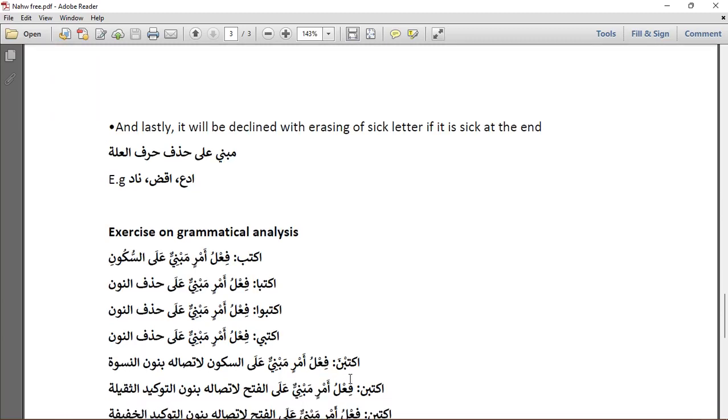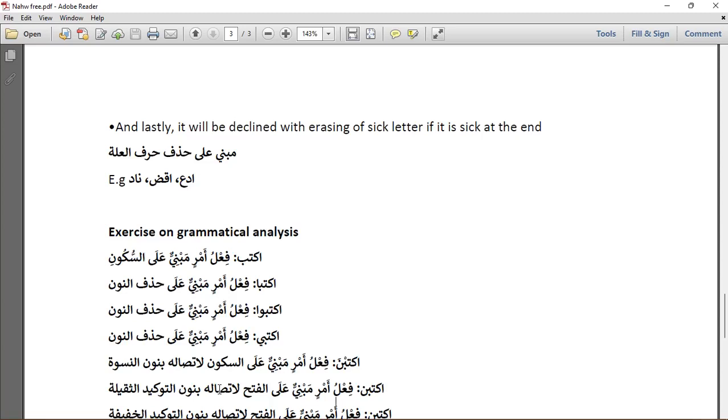So don't forget, fi'lu amr is only formed from mukhatab. So we can only form it from taktubu, taktubani, taktubuna, taktubina, taktubani, taktubna. So we are going to just have five forms of verb. So we have uktubna, we have fi'lu amrin mabnijun ala al-fathi litisali binun tawkid al-thaqila.